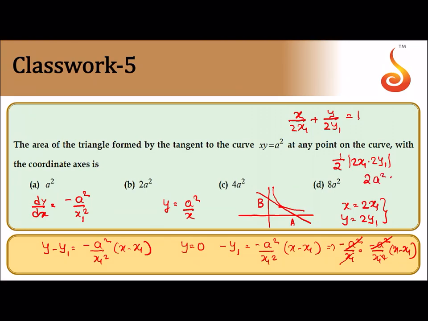So the equation of the tangent becomes x by 2x1 plus y by 2y1 is equal to 1. So the area of the triangle is half modulus 2x1 into 2y1. So x1 y1 is equal to a square. You get 2a square. The final answer is 2a square is the area. Option B.